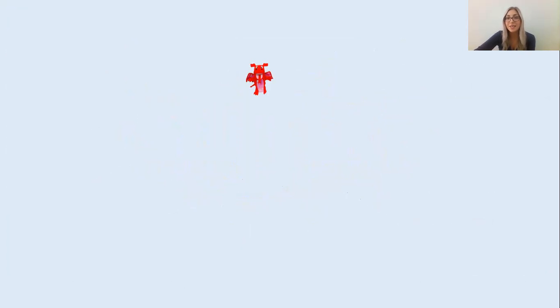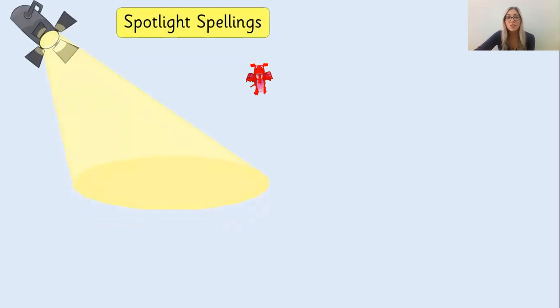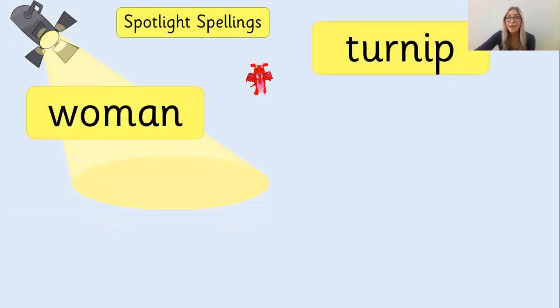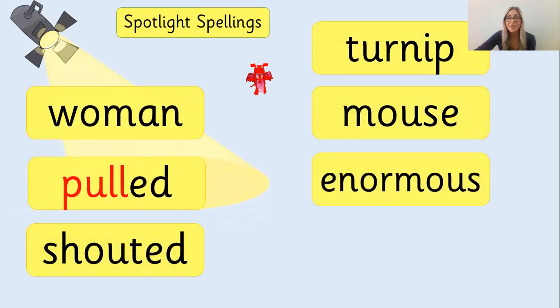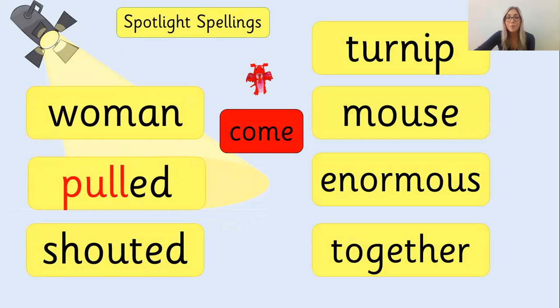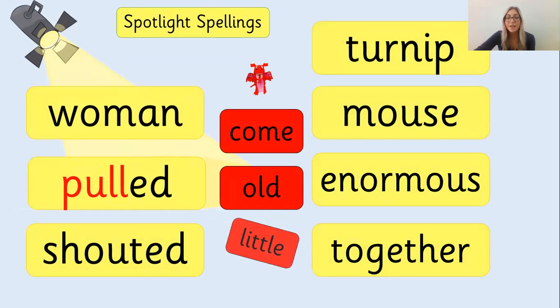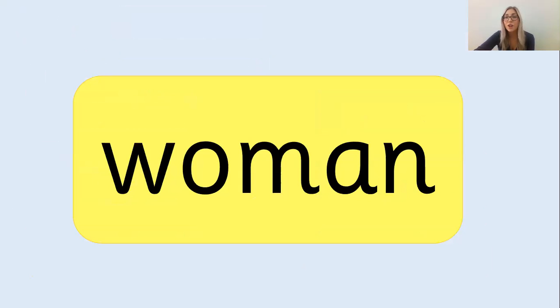Okay, let's get on to our spellings. So you can see Trixie is on our screen, so that means Trixie is appearing today. We've got our spotlight spellings. So we have got woman, turnip, pulled, mouse, shouted, enormous, together. Then we have got come, old, little. Perfect. Okay, so now what we're going to do is have a look at some of these words. As they flash up on the screen, I would like you to have a go at saying them, and I'm going to get quicker and quicker as I go. Okay, off you go.